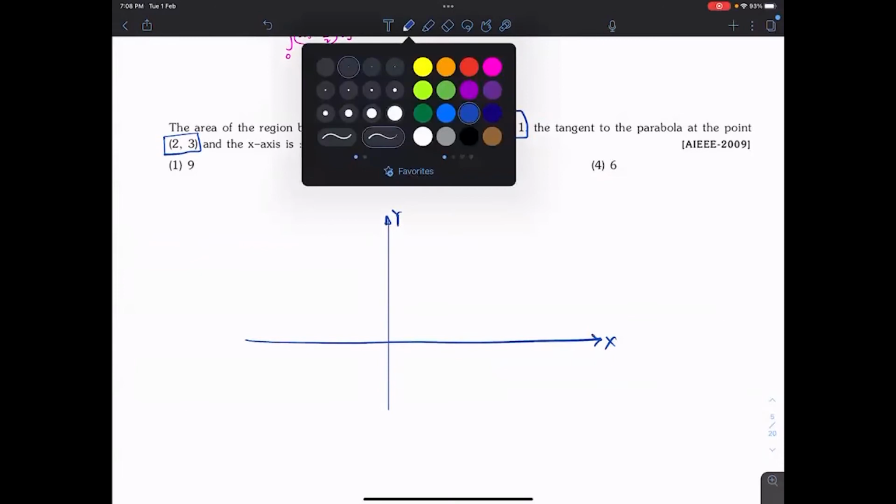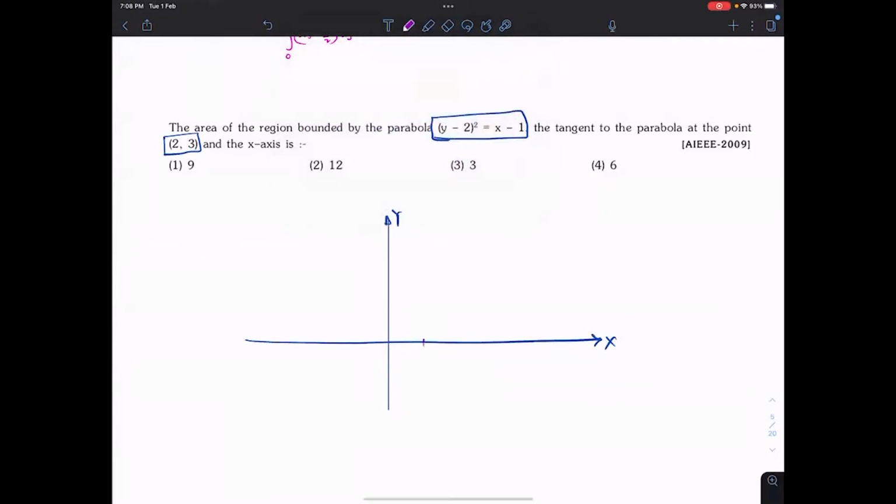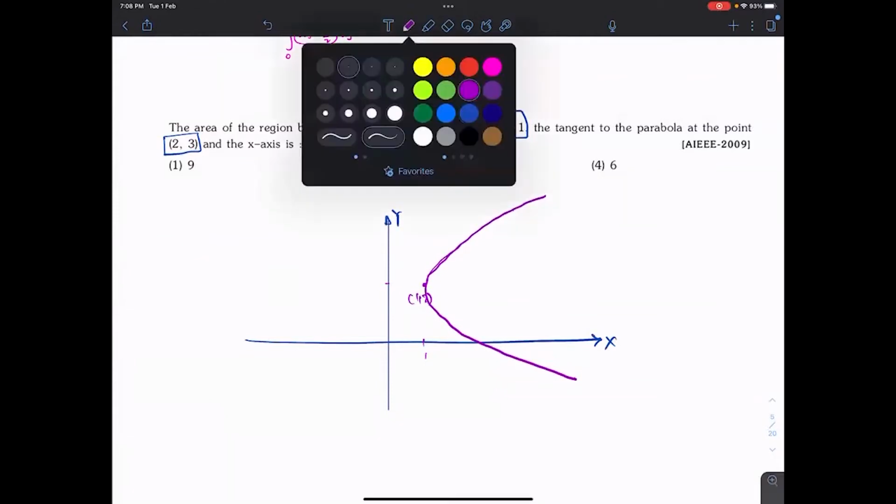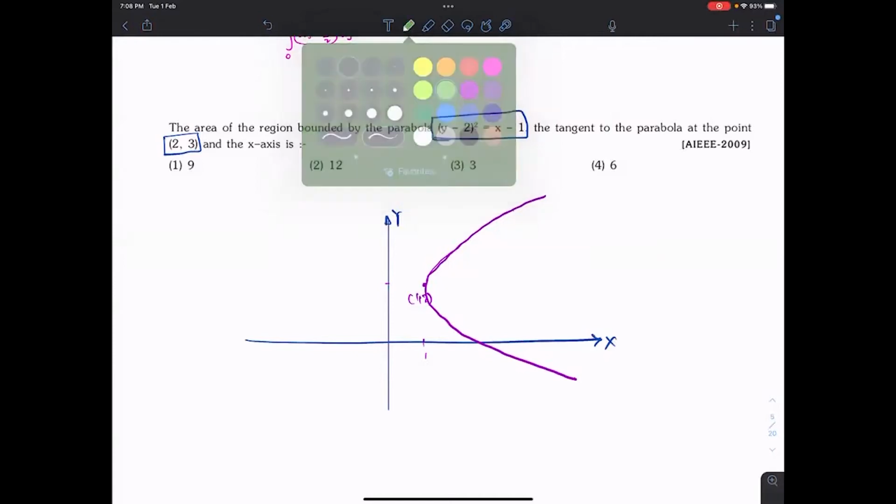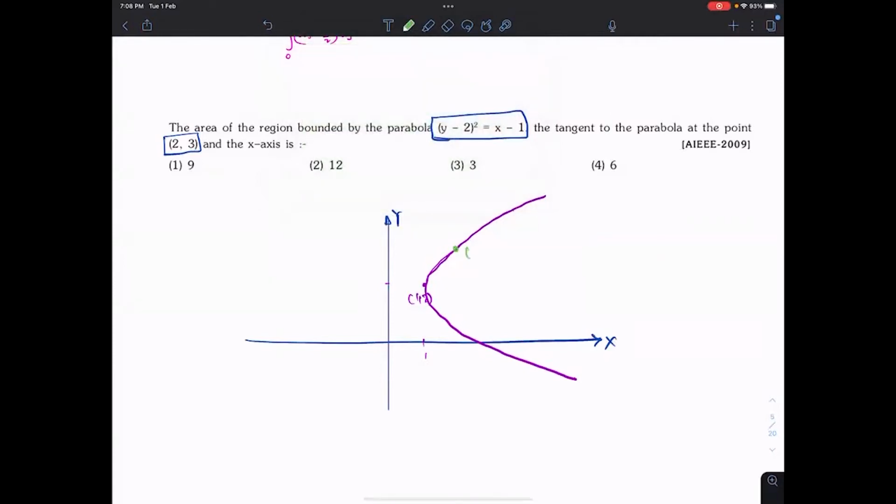Now, what is the vertex? 1, 2 is the vertex. 1, 2. Opening right side. So this is how the parabola will look like. Now they are saying at 2, 3, you are drawing a tangent. So 2, 3 will be somewhere here. Now the tangent will look something like this.